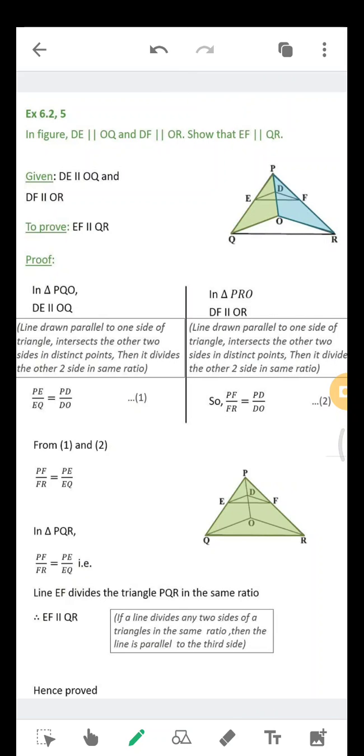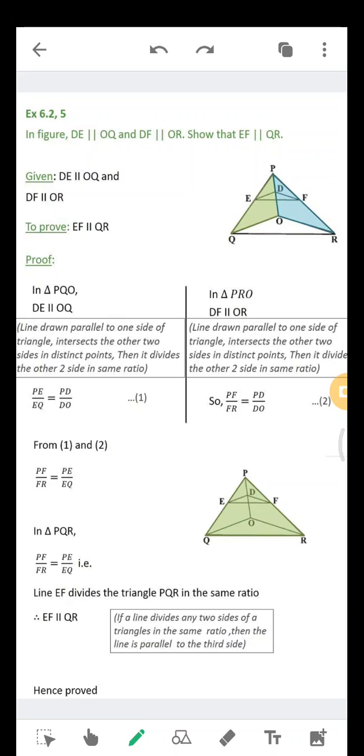In question number 5 you can see in this figure, this line DE is parallel to OQ, sorry, DE is parallel to OQ and DF is parallel to OR. So here also I can use BPT twice. Once I can use in the green colored triangle, and next I can use in the blue colored triangle.